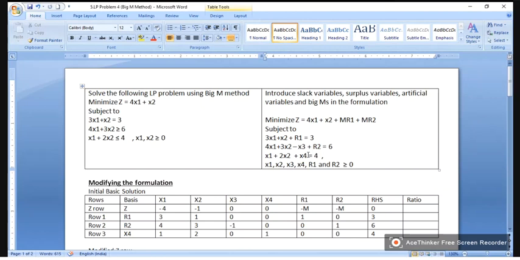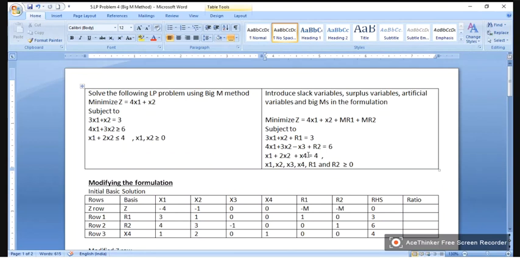So x1, x2 and x3 are non-basic variables. That means they are equal to 0. In this table, x1 is equal to 0, x2 is equal to 0, x3 is equal to 0. They are called non-basic. The variables which are present under the basis are basic variables.